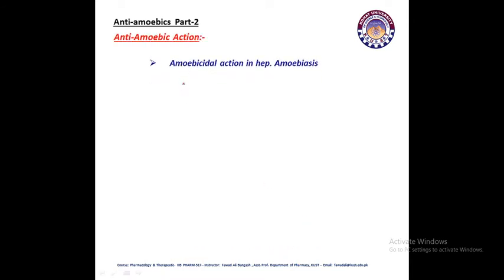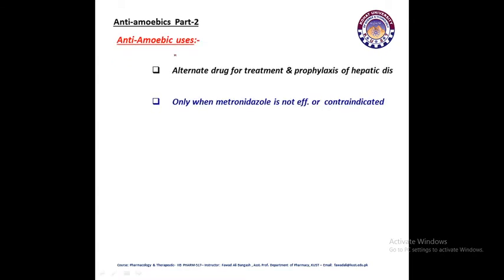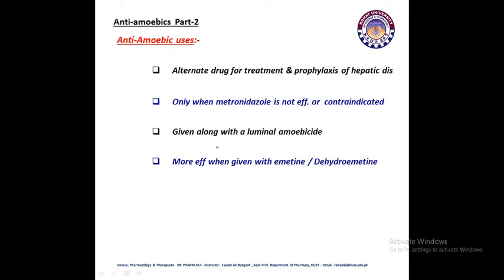Amoebic action: amoebicidal action in hepatic amoebiasis. In the liver it is concentrated to several hundred times the plasma level. It has much less effect in intestinal disease because it is completely absorbed from the small gut, leaving much lower concentration in the gut wall. It is an alternate drug for treatment and prophylaxis of hepatic disease, used only when metronidazole is not effective or is contraindicated. It is given along with a luminal amoebicide, and is more effective when given with emetine and dihydroemetine.